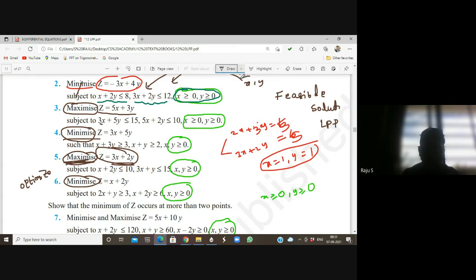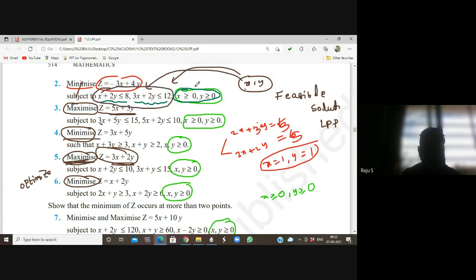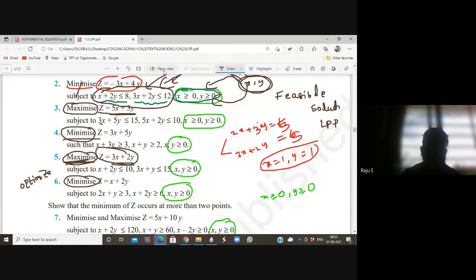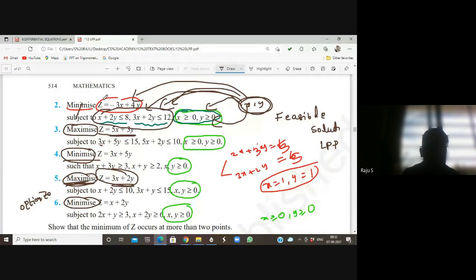The set of values of the variables, x comma y here, since the objective function depends on only two variables, that satisfy the constraints as well as the non-negative restrictions. If x comma y satisfies only the constraints, that is called a solution. But if x comma y also satisfies the non-negative restrictions, then it is called a feasible solution. And a feasible solution that also optimizes the objective function is called an optimal solution.